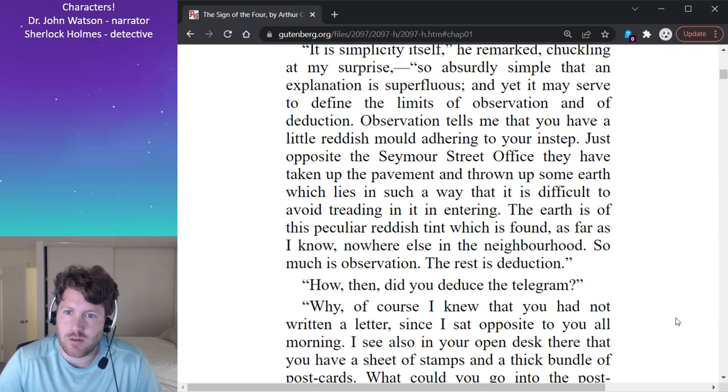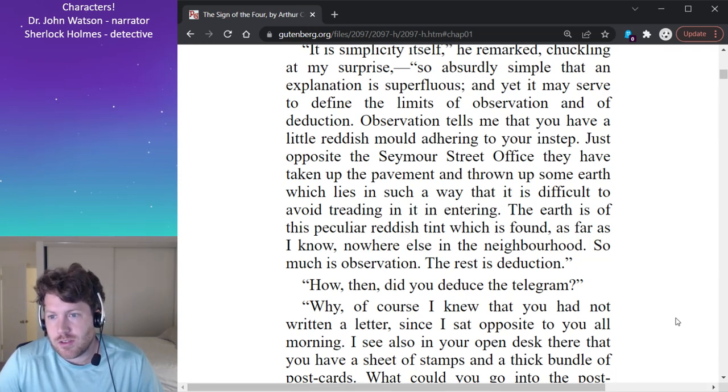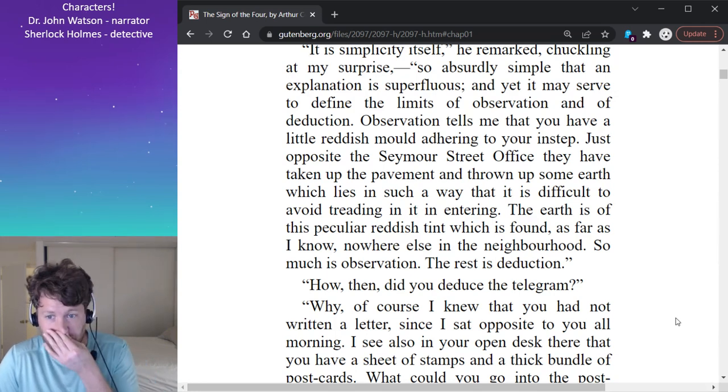Observation tells me that you have a little reddish mold adhering to your instep. Just opposite the Seymour Street office, they have taken up the pavement and thrown up some earth which lies in such a way that it is difficult to avoid treading in it in entering. The earth is of this peculiar reddish tint, which is found, as far as I know, nowhere else in the neighborhood. So much is observation. The rest is deduction.